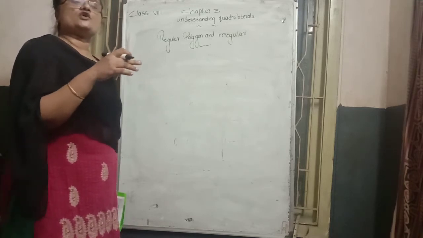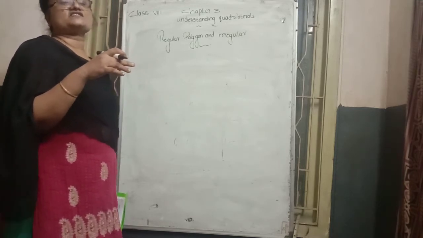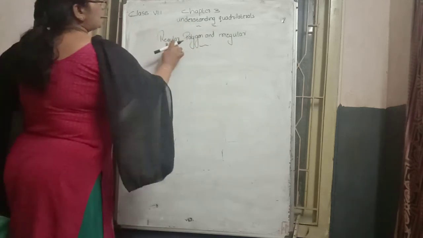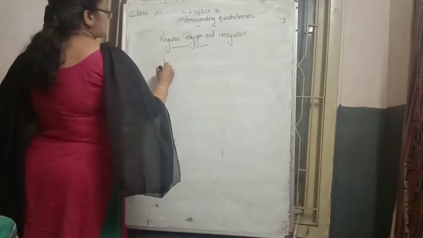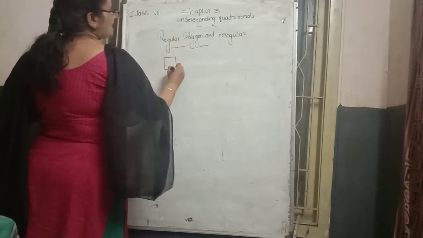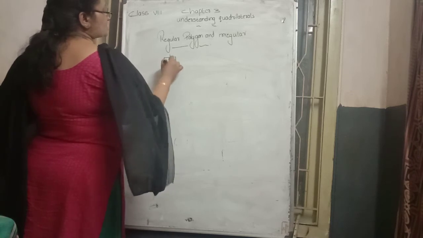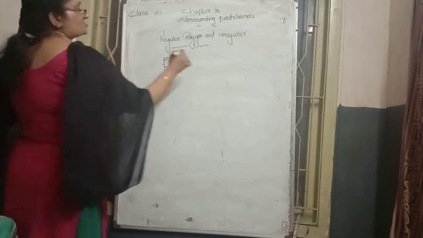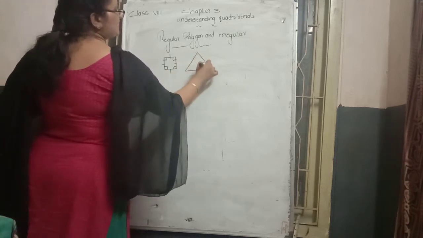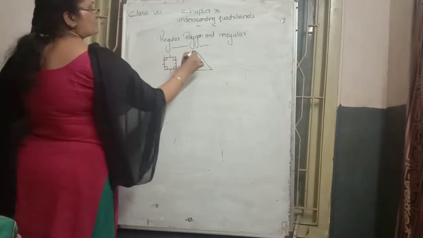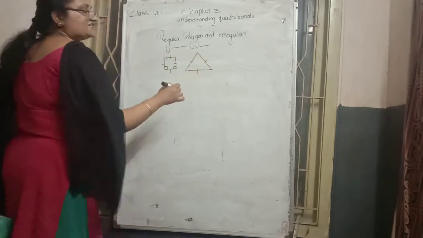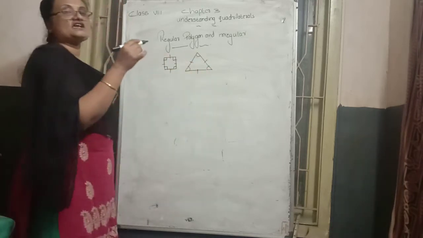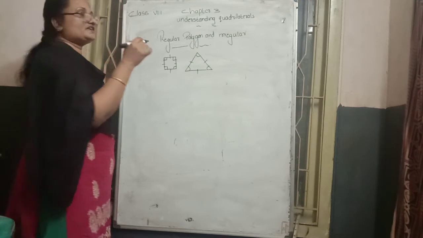When only opposite sides and opposite angles are equal, such a type of diagram we call irregular. Example: a square is an example of a regular polygon. In a square, all sides are equal and all angles are 90 degrees. Then an equilateral triangle is an example of a regular polygon. Why? Because in an equilateral triangle all three sides are equal, and all angles are the same, 60 degrees.